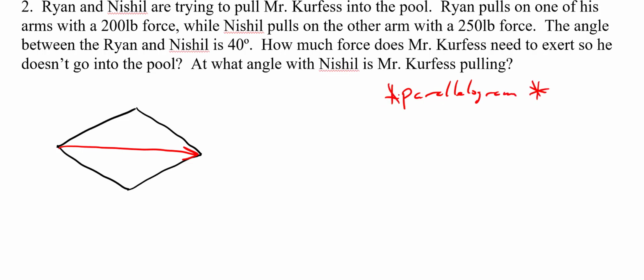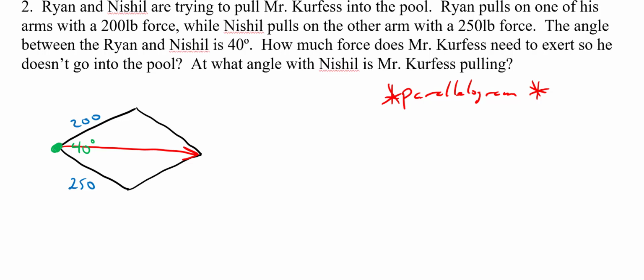Always with these problems. If you try to do tip to tail, you're not going to get it right because it doesn't even make sense to do tip to tail when you have 2 forces pulling at you. Okay? So, let's change the color here. This is Ryan pulling at a 200-pound force, and this is Nikhil pulling at a 250-pound force. Okay? So, it says the angle between them is 40 degrees. So this angle is 40 degrees, the angle between them. Okay? All right. And if you want to look at it, this is me right here. They're pulling on my arm.